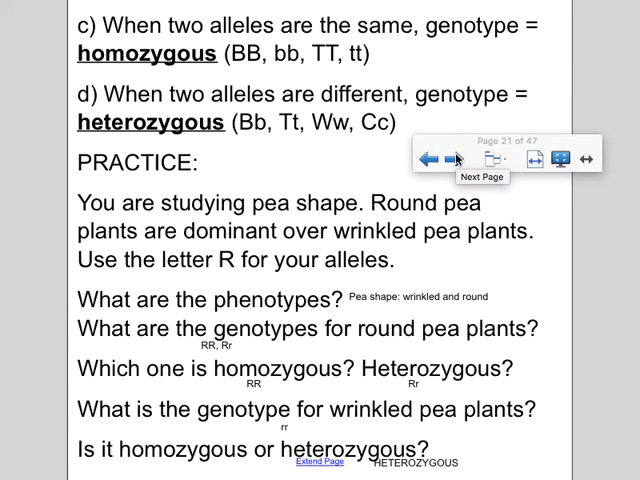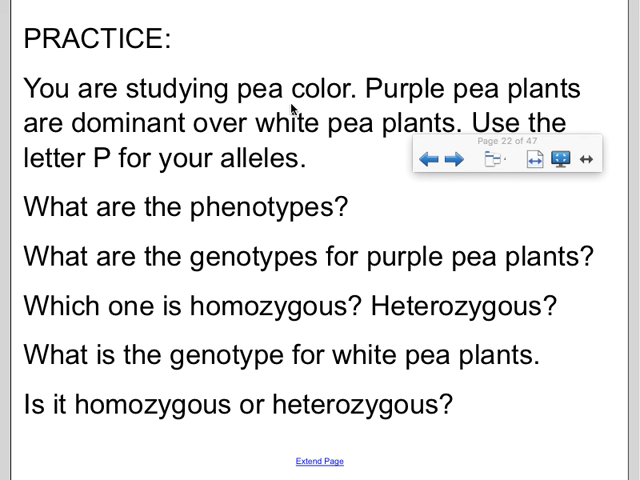Zygotes. Okay, let's do another sample problem because that was kind of rocky. Okay, I just got lost. We're studying pea color. Purple pea plants are dominant over white pea plants. Use the letter P for your allele. So, what are the phenotypes?